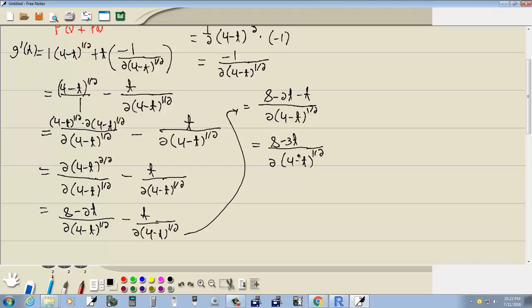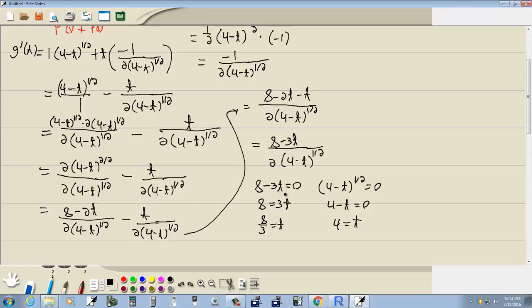Okay, when you got a single fraction, you factor the top, factor the bottom as much as you can. Then you set each factor equal to 0. So we'll set 8 minus 3t equal to 0. I don't need to set the 2 equal to 0, but I will set the 4 minus t to the 1/2 equal to 0. Now in this one, I take negative 3t over, it becomes a positive 3t. Divide both sides by 3, and you get t is equal to 8/3. Now over here, I'll drop the 1/2 power, and I got 4 minus t is equal to 0. Take the negative t over, and we get t is equal to 4.